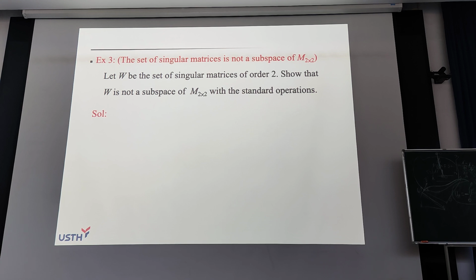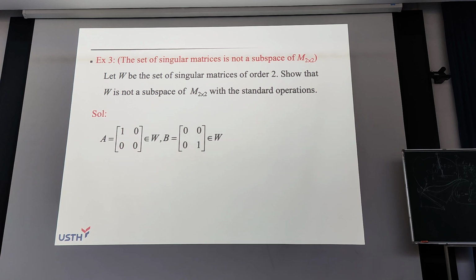And that one shows you that, in case we consider W the set of non-invertible matrices, it is not a subspace. And once again, in order to show something not to be a subspace, we need to verify that property number 1 or property number 6 is not satisfied. One of the two properties is not satisfied. And here is the example.